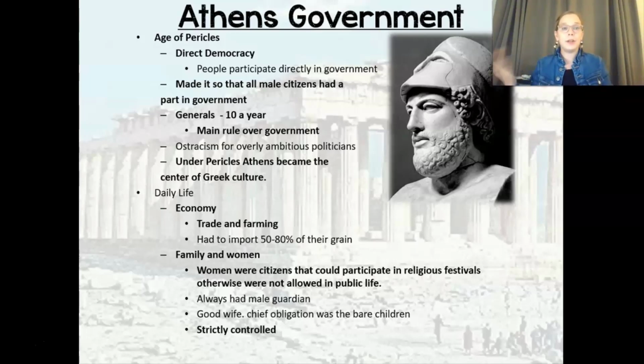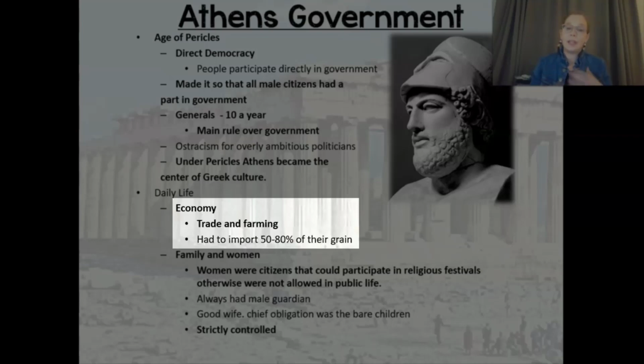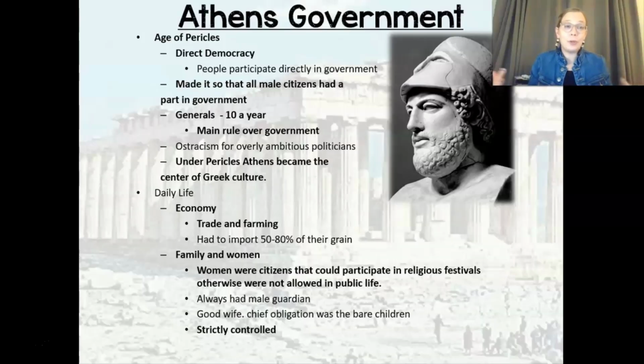So for example, their economy was based on trade and farming, and they did this because most of the grain that they needed for their food had to come from outside of Athens. So they didn't produce enough. They didn't have enough grain in their own area, so they had to import more than 50%, sometimes up to 80% of that grain came from outside of Athens. So they couldn't afford to be like Sparta and isolate themselves. They had to reach out to others and build those relationships.